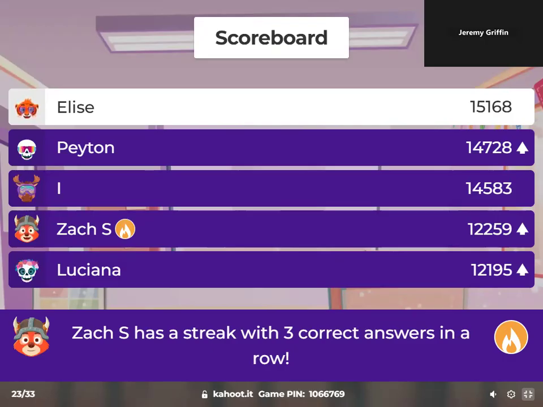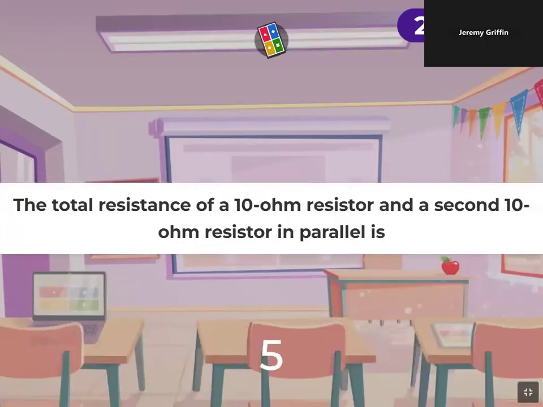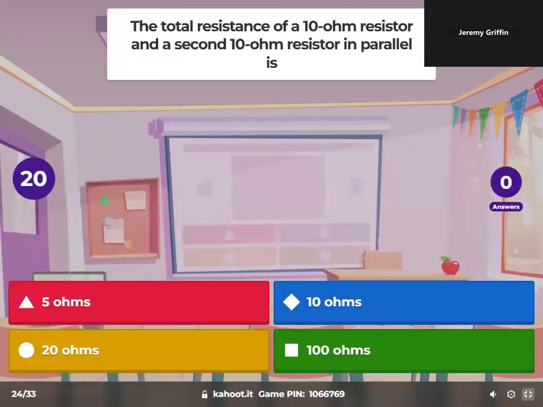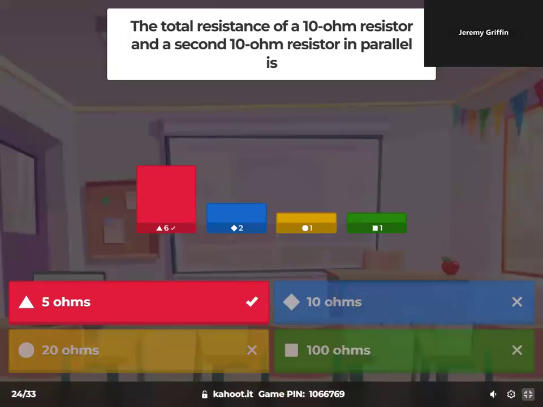The total resistance of 10 ohms and 10 ohms in parallel. What is 10 and 10 in parallel? If it takes you 10 hours to paint a fence, it takes your friend 10 hours to paint a fence. You team up together. How many hours does it take? Half the time to paint the fence, in terms of ohms, it'd be 5 ohms.